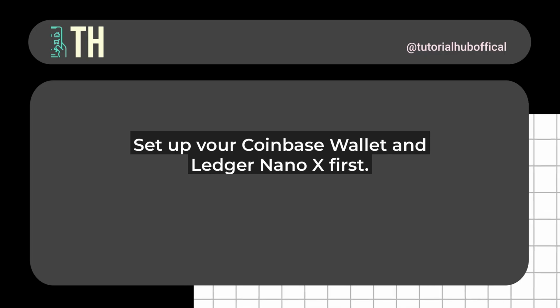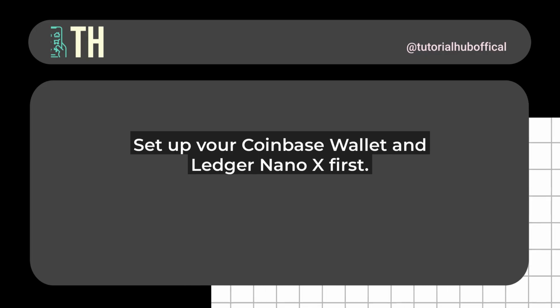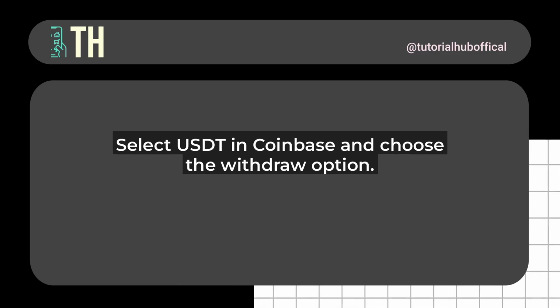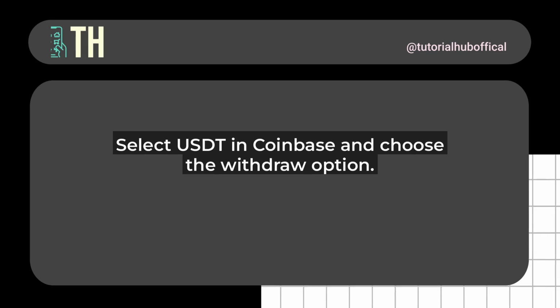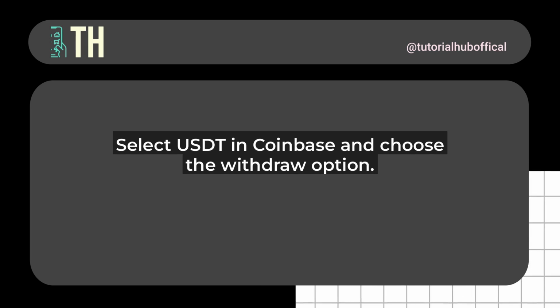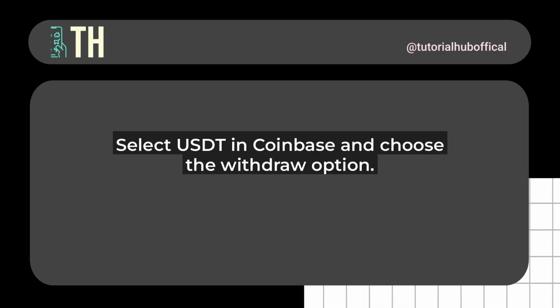Step 1. Open your Coinbase Wallet app or website and log in securely. Navigate to your USDT balance and select the Withdraw option. You'll need to choose the withdrawal network. Stick with ERC20 for USDT to ensure compatibility with your Ledger.